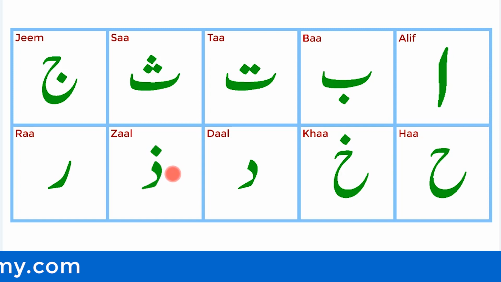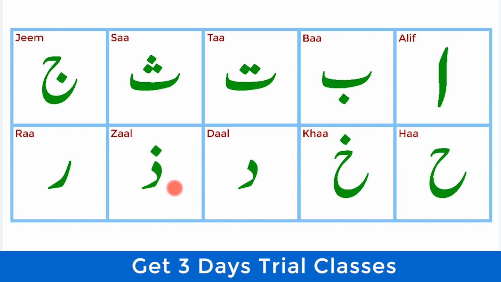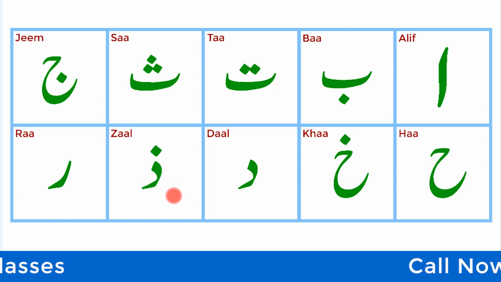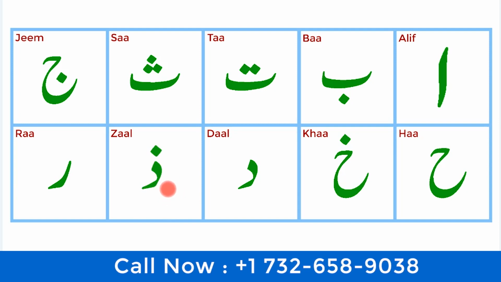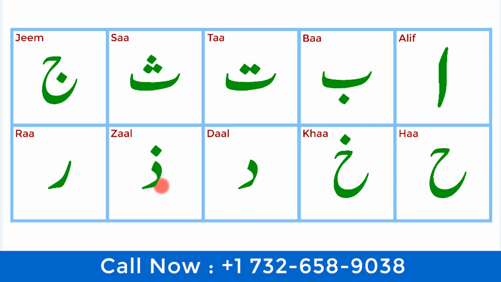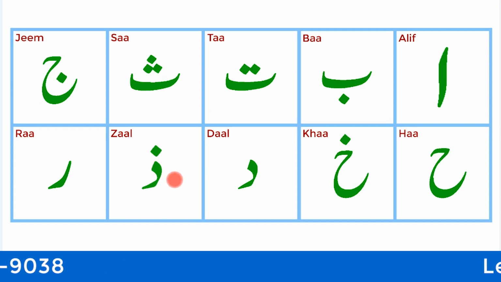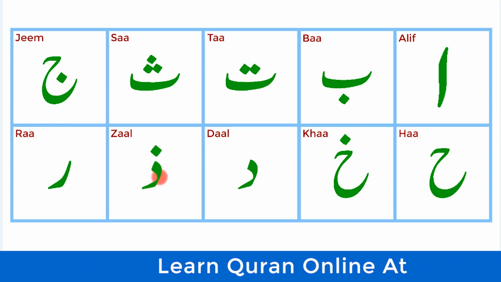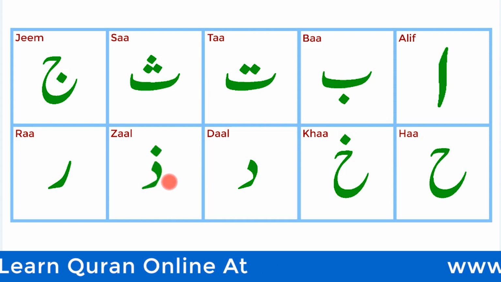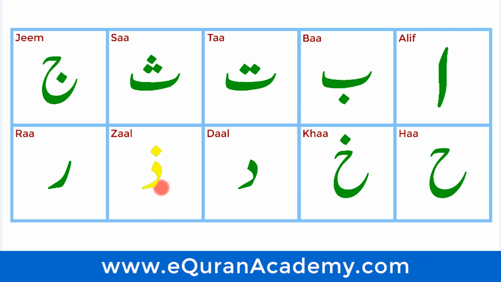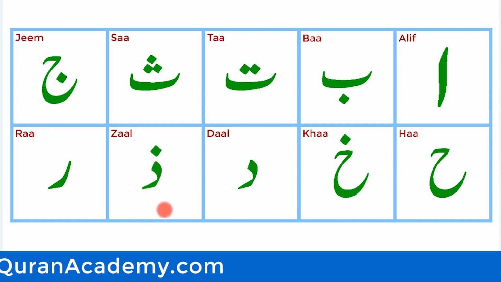Read zal without whistle sound. Do not read with whistle sound. And zal is a soft letter. Read softly. If you read with whistle sound, this is wrong pronunciation. Without whistle sound, this is right pronunciation. So read without whistle sound.